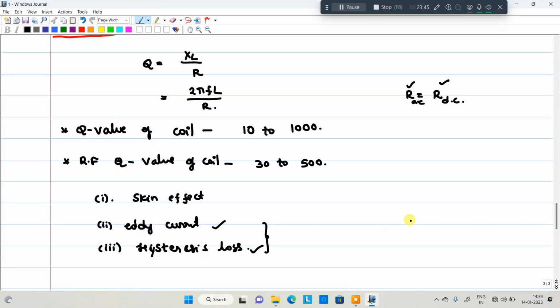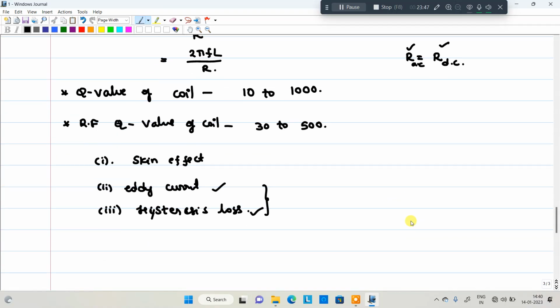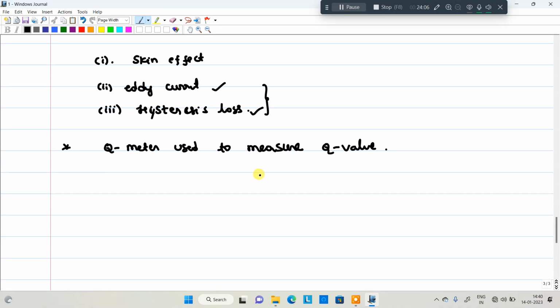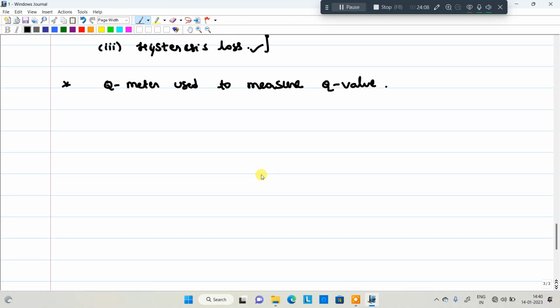Okay, now how to measure this particular quality factor? We can measure the quality factor with the help of the Q meter. So the Q meter is used to measure the Q value, the quality factor value. Clear? Now we are moving to the skin effect.